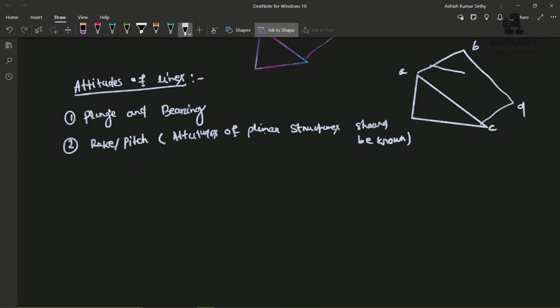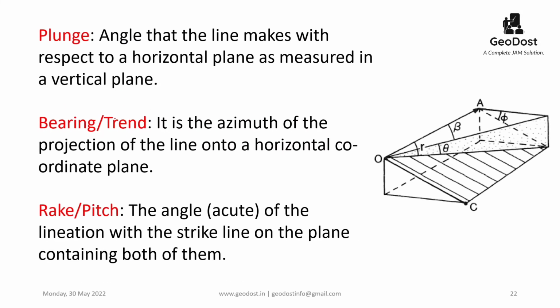So now we have three terminologies: plunge, bearing, and rake and pitch, and there are others also we will discuss. But first just try to understand what is rake, what is plunge and what is pitch. Come here, yeah, it will be a little bit easier for you, okay.